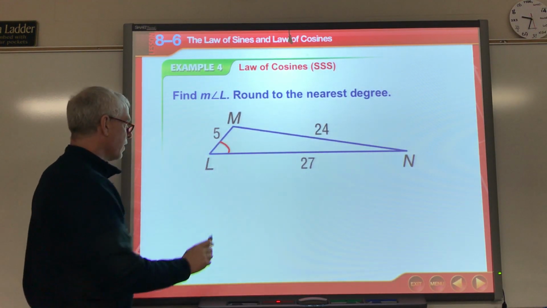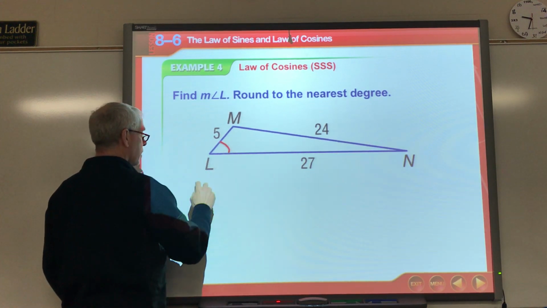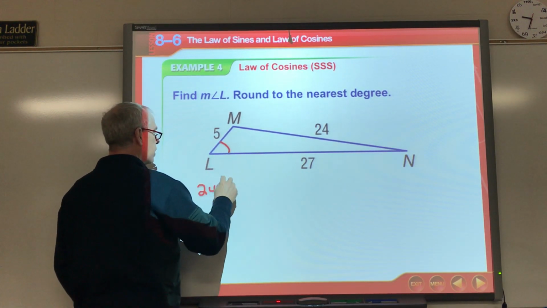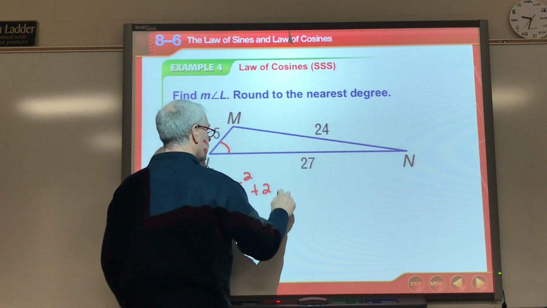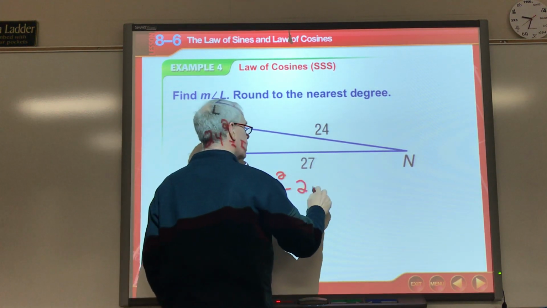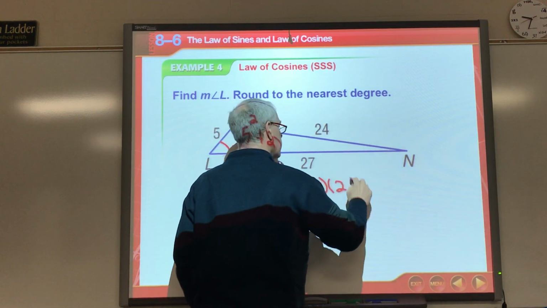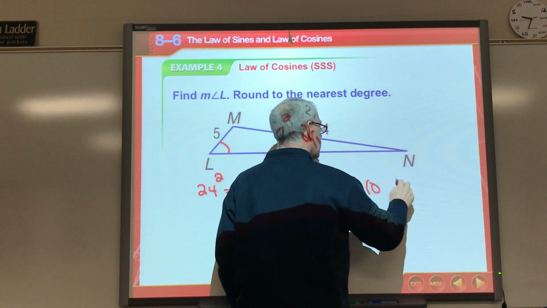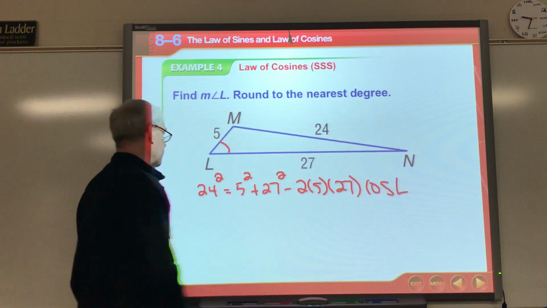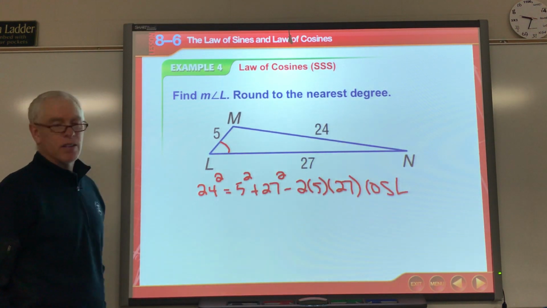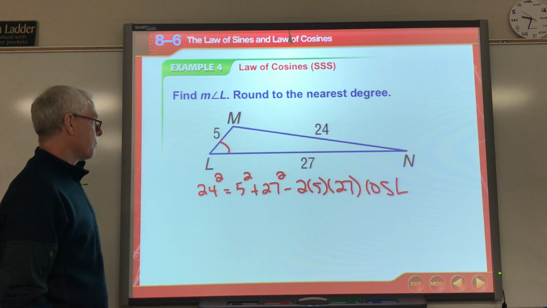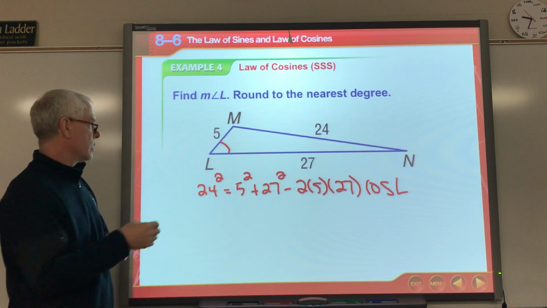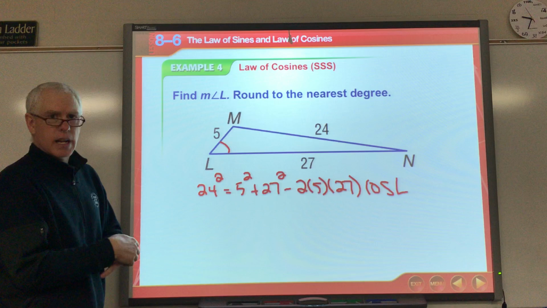That's what's going to go on the left side then, is what's opposite the angle I'm looking for. So 24 squared is going to equal 5 squared plus 27 squared minus 2 times 5 times 27 times the cosine of that angle opposite the 24, which in this case is L. So I've got some algebra to do this time. I've got to isolate that L, okay? And that's what I'm going to take you through in the next screen here. But this is how I would set it up, okay?